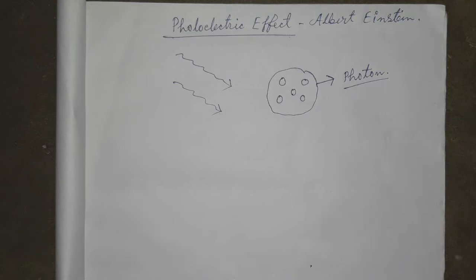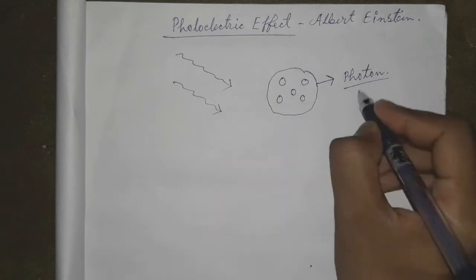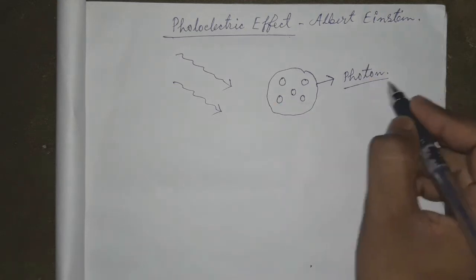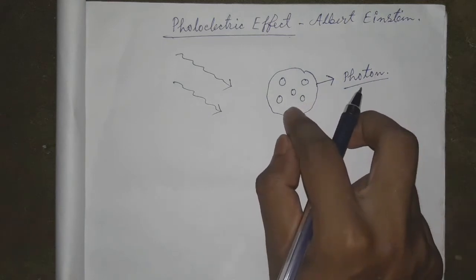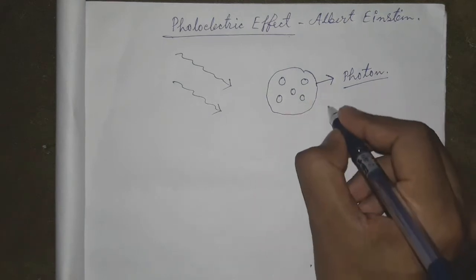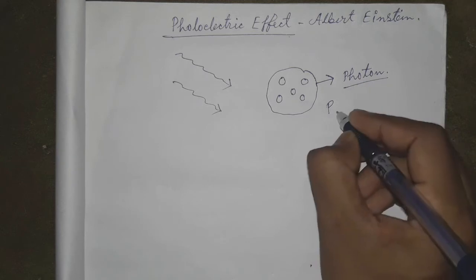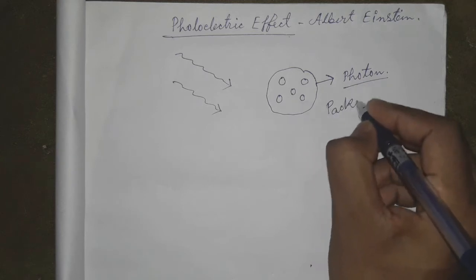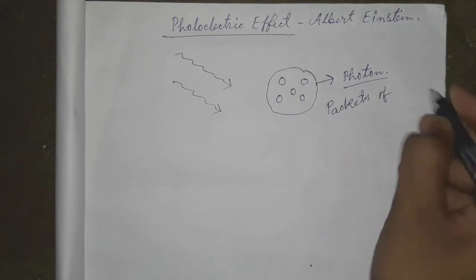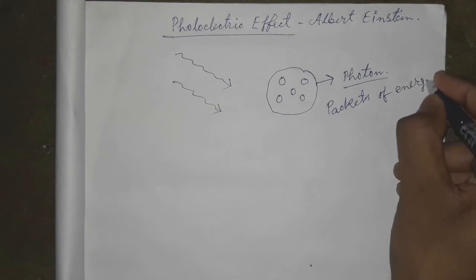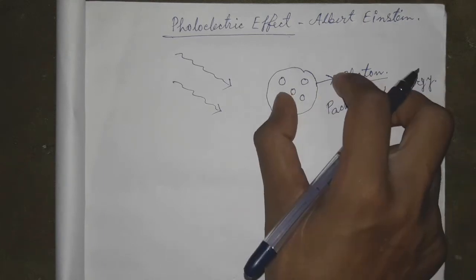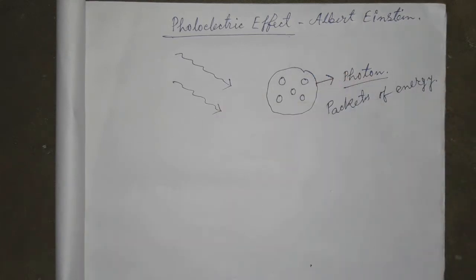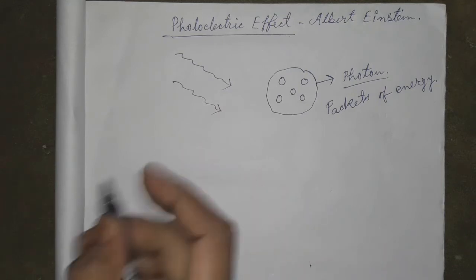So what is light? It is formed by photons. The smallest energy, or teeny packets of energy, is called a photon. These are packets of energy, and it is the smallest part of light. Okay, we'll consider that light is a particle.